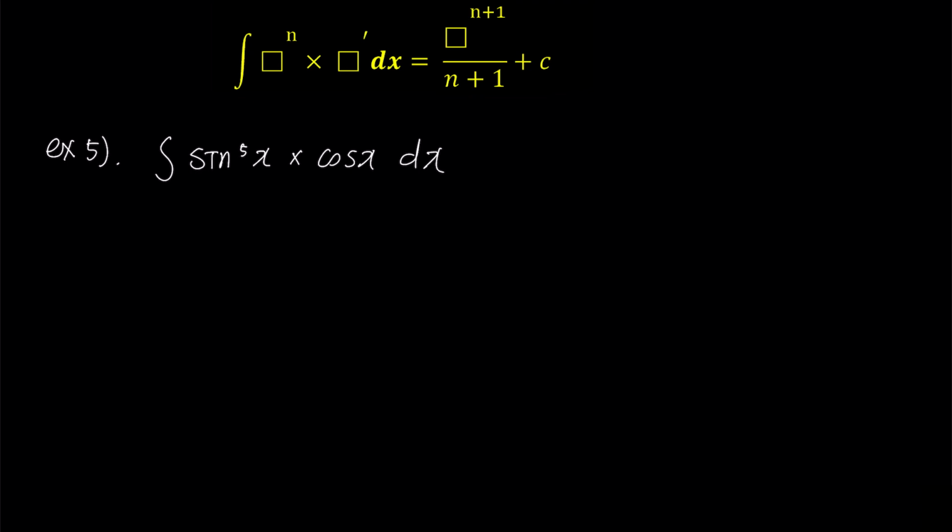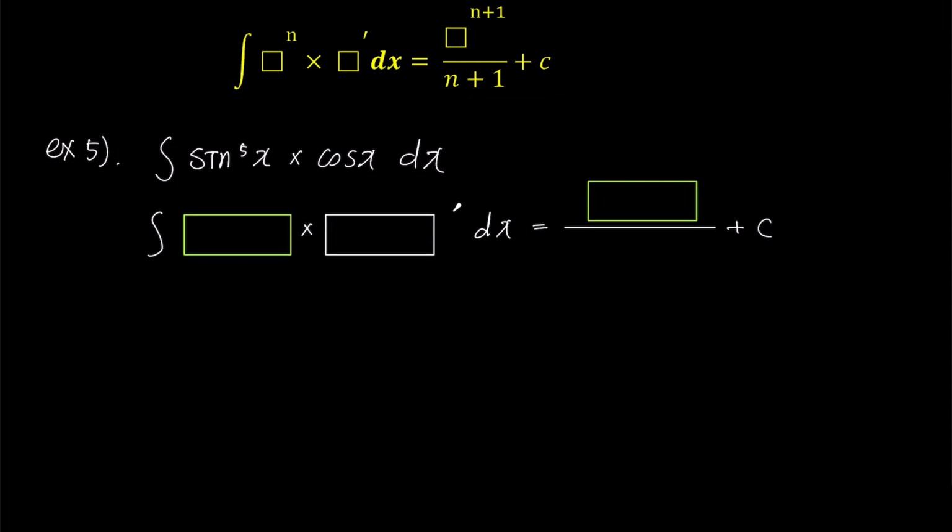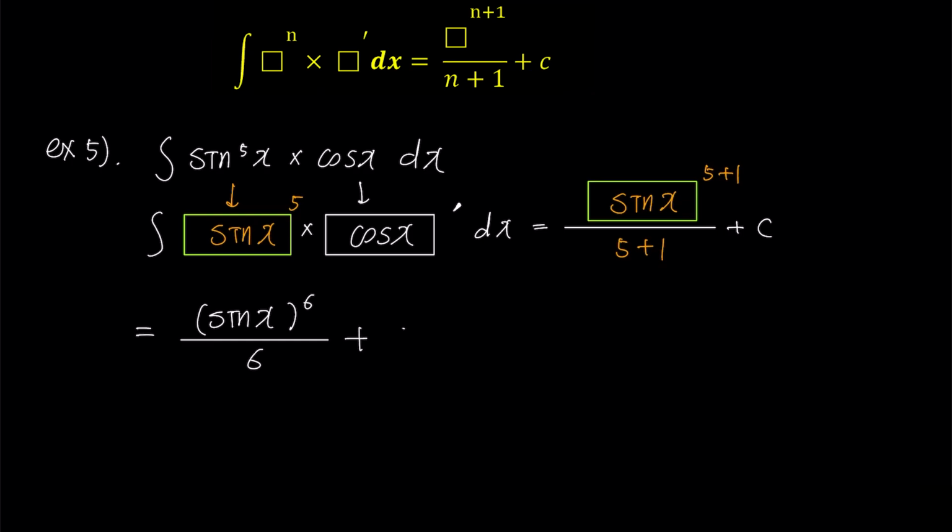Take a look at our final example. We'll try to solve the integration of a trigonometric function. Can you see who the box is and who the box prime is now? The term sin x will go in the box, and you can see that the box prime is cosine x, right? Just like before, we'll increase the exponent of the green box on the right by 1, add 5 plus 1 to the denominator, and fill in the box with the sin x to finish our work. So the final answer is sin x to the power of 6 over 6 and plus c.